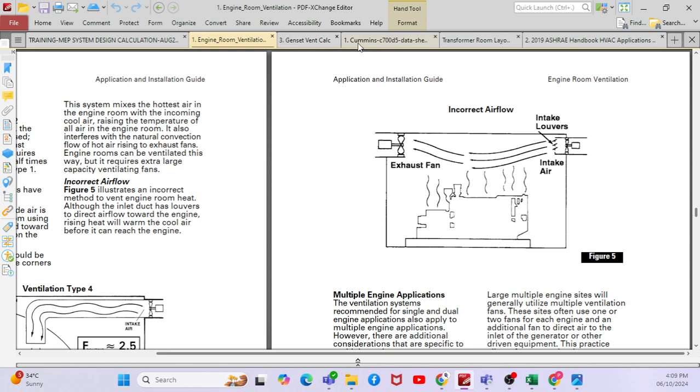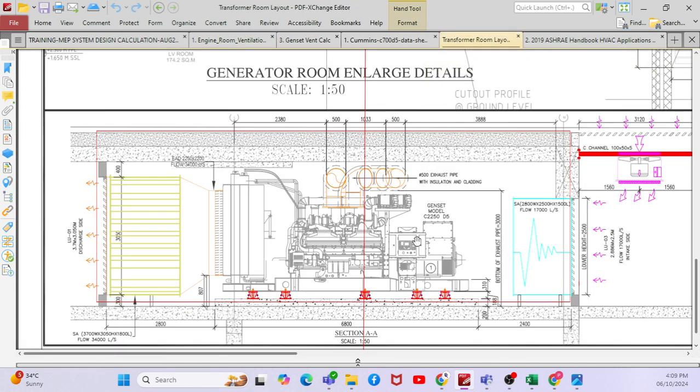That is why, if you see any of our projects, we have designed the generator room in line with the transformer, so that whatever air comes from outside goes through the intake and cools the radiator, then it is discharged outside as hot air. And whatever the combustion air, it will come here, combust the fuel, and after that it will be taken out as flue gas. So airflow is required for cooling the radiator, and airflow is required for combustion.